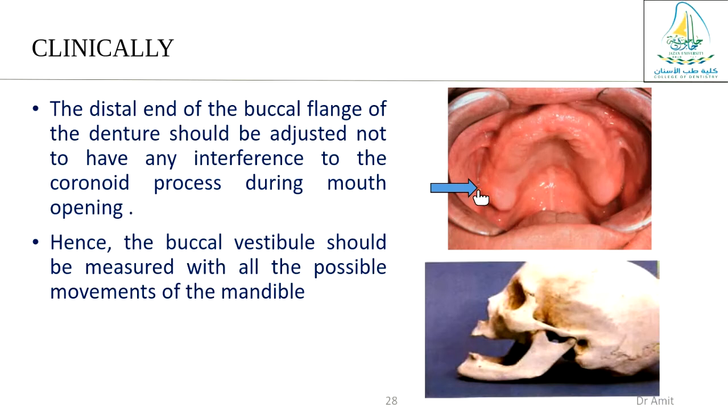So what is the significance of this? When we are recording this area, we should ask the patient to move the mandible from one side to another so that we can record the thickness of this area, that is known as the buccal vestibule area. So it depends upon the thickness of the bone, and also on the movement of the mandible. So it should be measured with all the possible movements of the mandible.